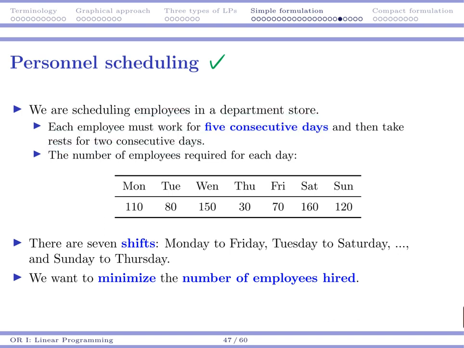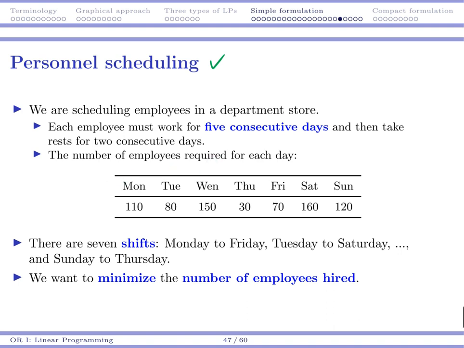You also realize that the number of employees you need for different days are different. For Monday, you only need 110. For Tuesday, you need 80. For Wednesday, somehow you need 150, and so on and so on.